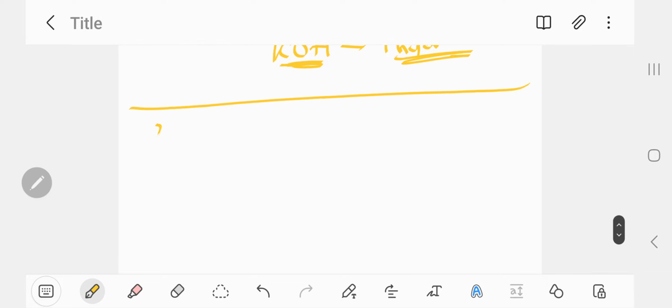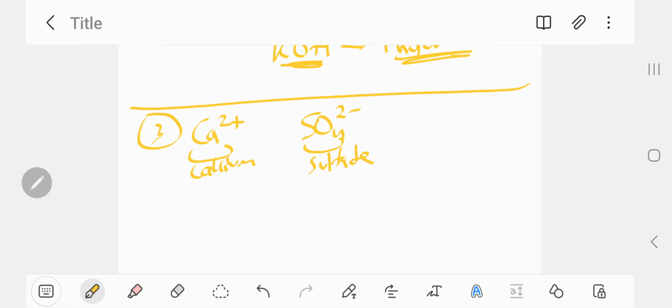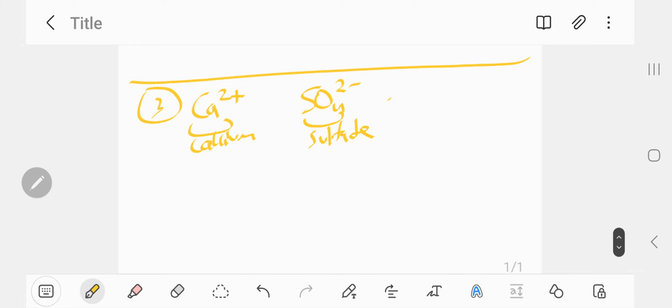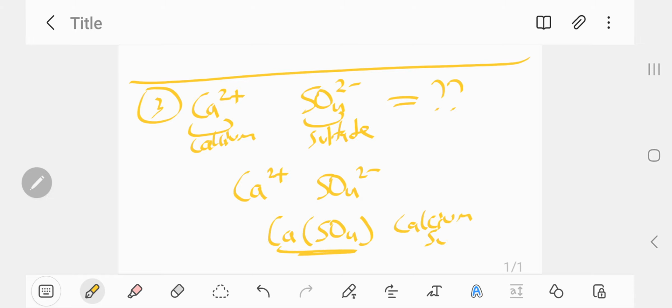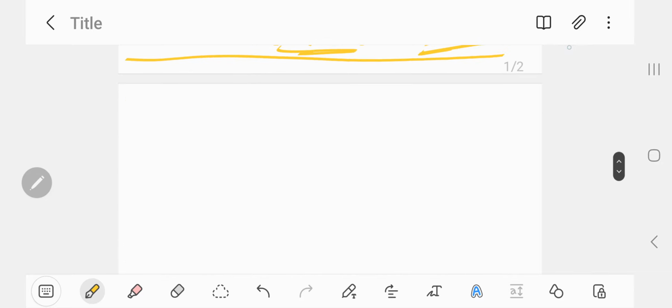Let's do another example. Let's do calcium and sulfate ion. Okay, calcium is a metal. Sulfate ion, it's a polyatomic ion, it's a non-metal. How do we do this? Criss-cross. So calcium, write down the names of the ions first. And then we put them together, putting parentheses around the sulfate ion. And we just keep it as it is because the plus 2 and the minus 2 cancel out. And so we get calcium sulfate. Let's keep going with this.